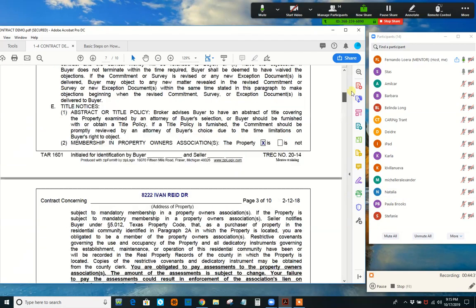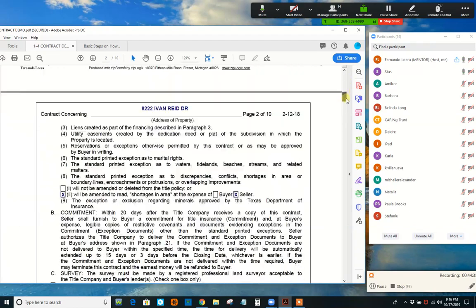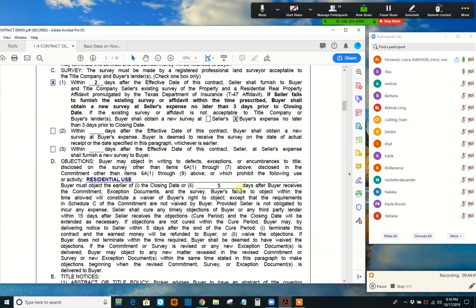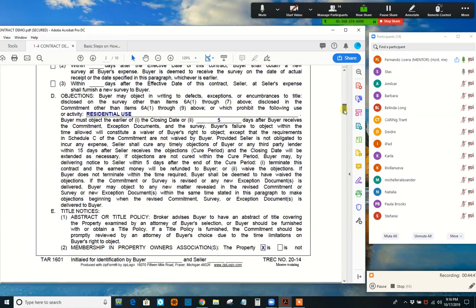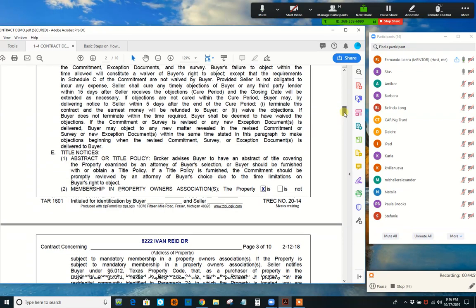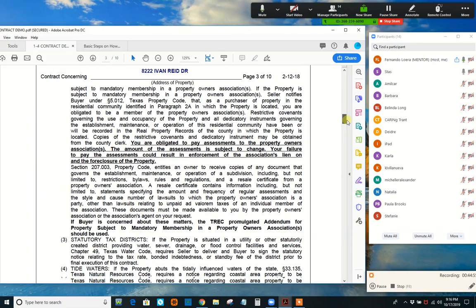This is just a copy of one of my samples. You know the way a contract offer will look. Usually, all the mentors have something similar to this. A survey, we usually ask for 2 days, buyer expense. Residential use 5. All these are default selections. HOA is here. It says is an HOA.